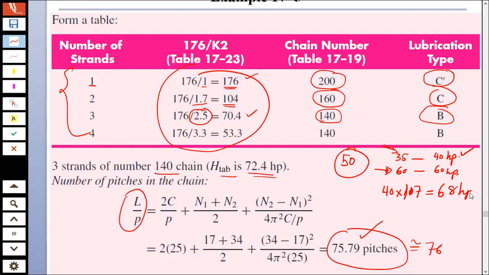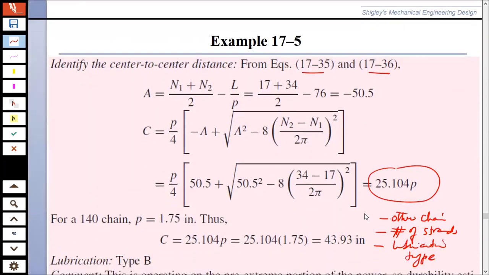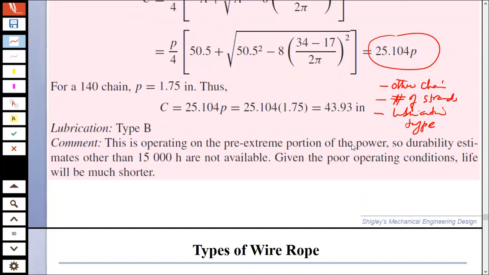68. So you can either use two strands of chain number 35 or you can use one strand of chain number 60. It depends on you which one you choose. So I'm saying that this is not the only solution. You can have different options. Did you understand? Did you get my point? Any other question?